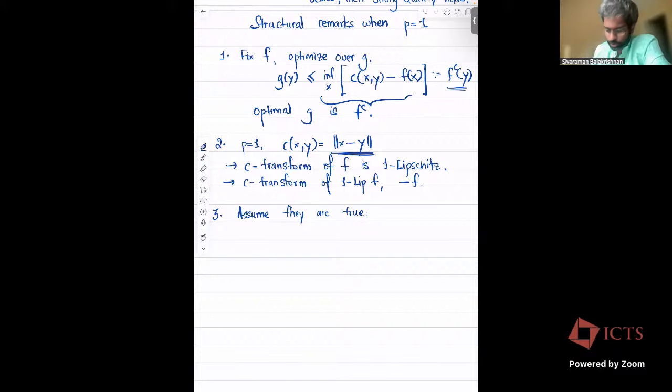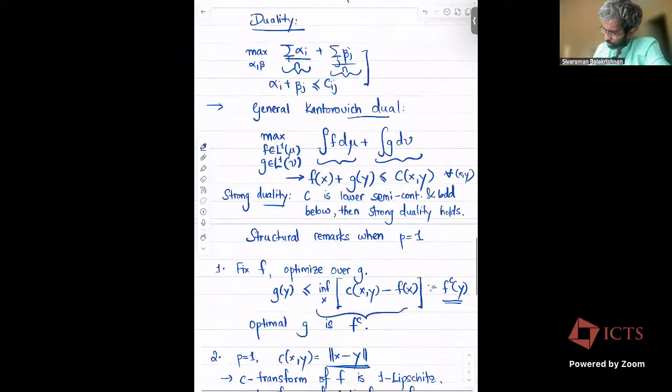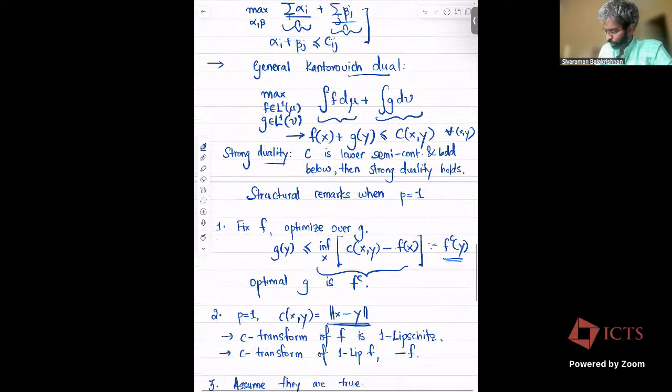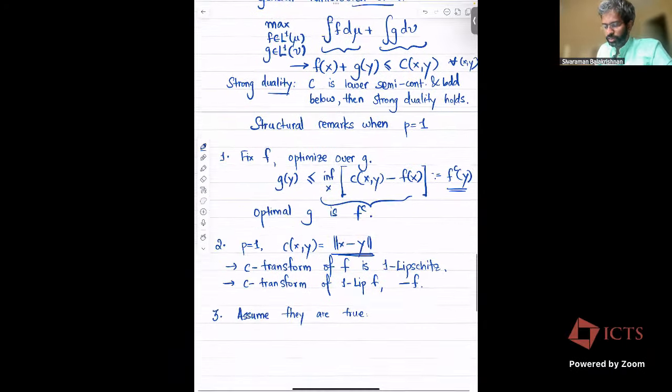So what am I going to do? I want to stare at this dual program. I'm going to imagine iterating this a couple of times. I'm going to take a function f, fix it, optimize over g. I will get some function out, and then I will go back and optimize over f, and I will repeat it one more time. Okay, so this will keep increasing the value of this thing.